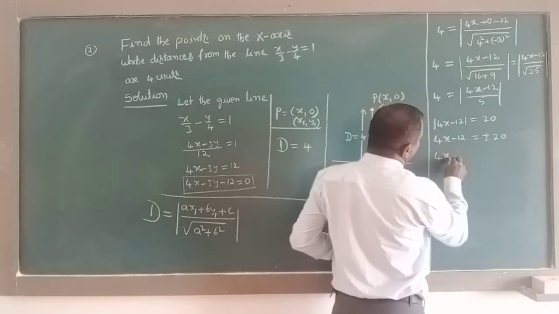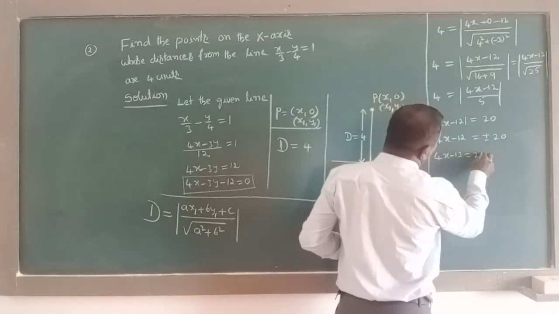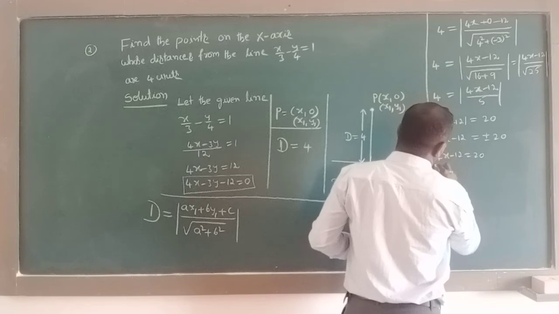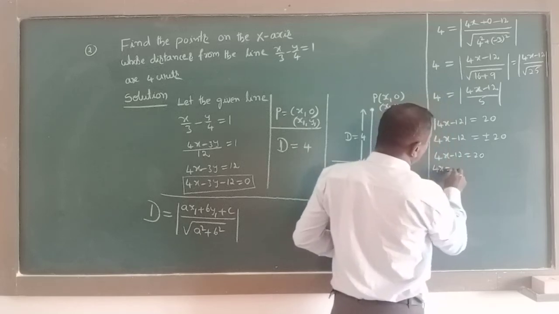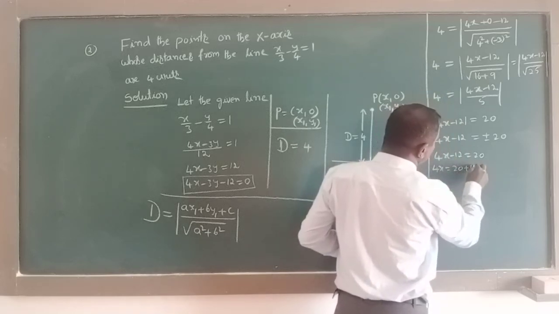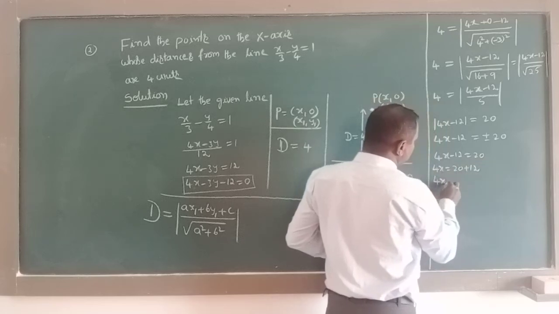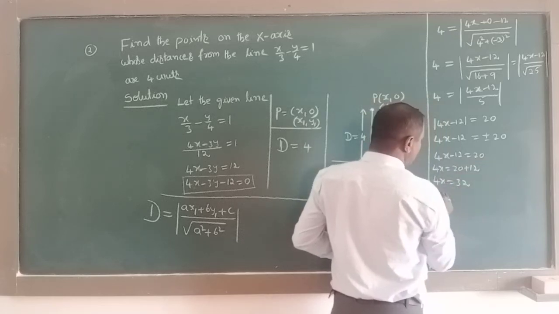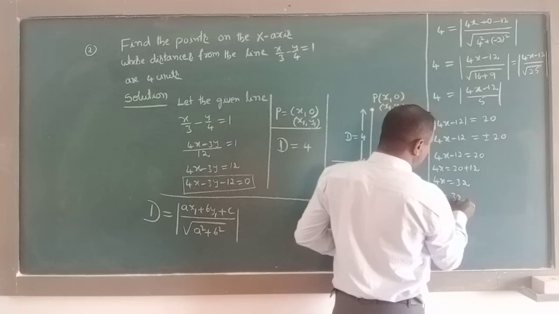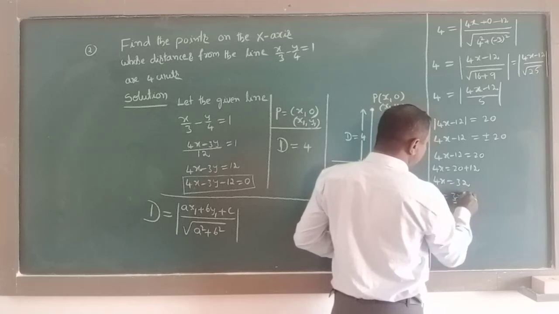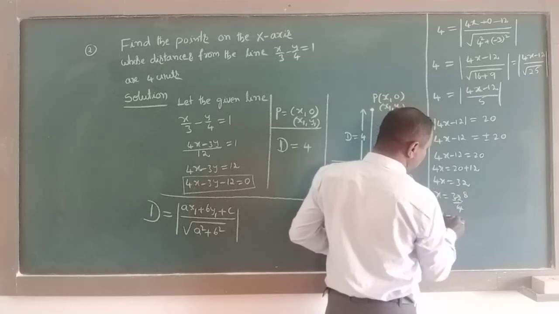4x minus 12 is equal to 20. 4x is equal to 20 plus 12. 4x is equal to 32. x is equal to 32 by 4. On cancelling, x is equal to 8.